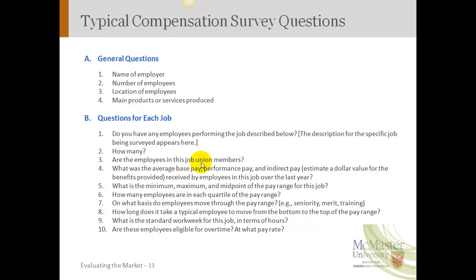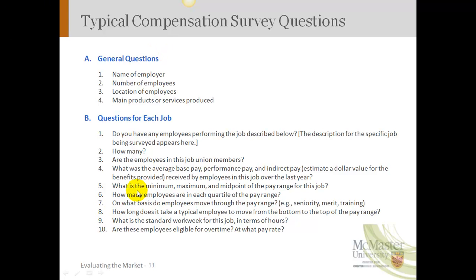You might definitely want to know for that particular job or groups of jobs you're surveying, what's the average base pay, performance pay, and indirect pay being benefits, right? So that employees are getting in this job over last year. It's a good idea to know what they were paid this year and what they were paid last year, so you can get an idea on average how much their pay increases are going up. If yours are going up more, you might find you're overpaying them. Or yours may be going up more only because you might find you're underpaying and you need to increase that, right? So that question is relevant.